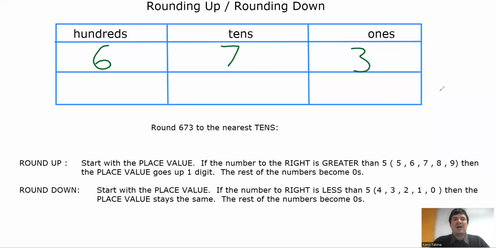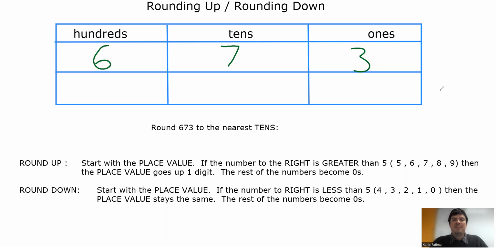To round down, again, first you start with the place value. If the number to the right of the place value is less than 5, meaning if it's 4, 3, 2, 1, or 0, then the place value stays the same. Then the rest of the numbers to the right become zeros.